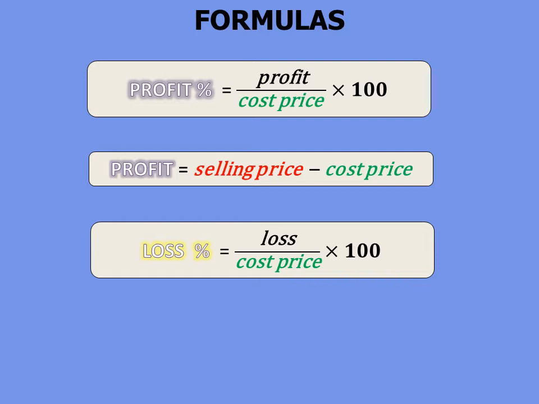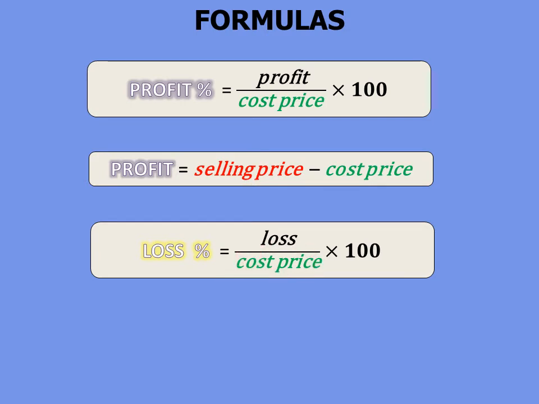One other thing that I should point out is that the profit percent and the loss percent are always compared using the cost price. So you notice that the profit percent here says profit over cost price, and the loss percent here says the loss over cost price. So both profit percent and loss percent are expressed as fractions of cost price.